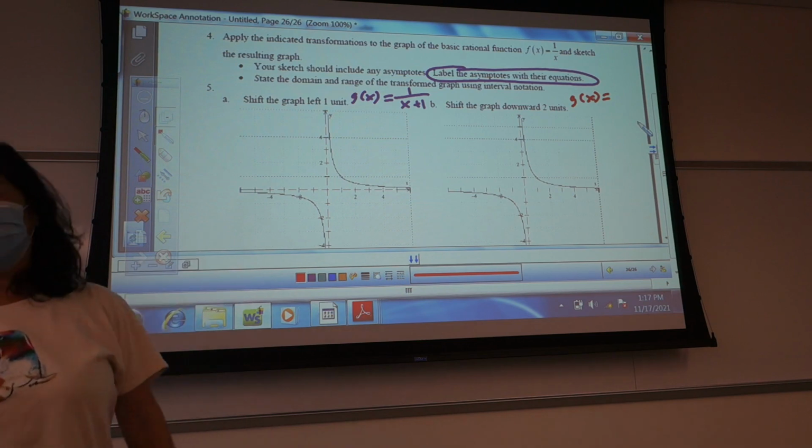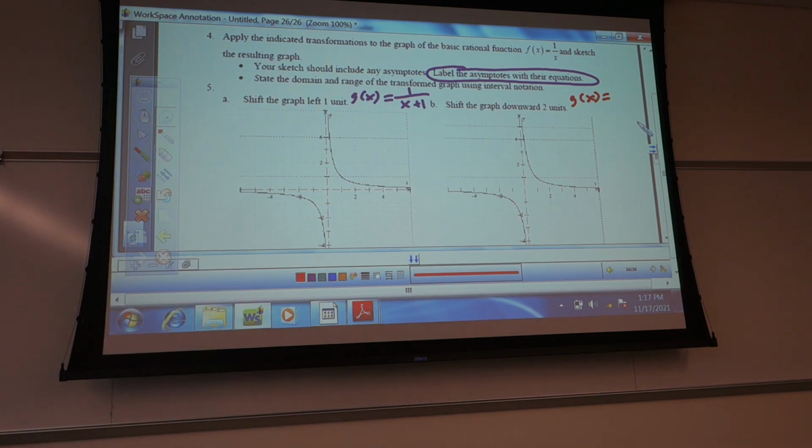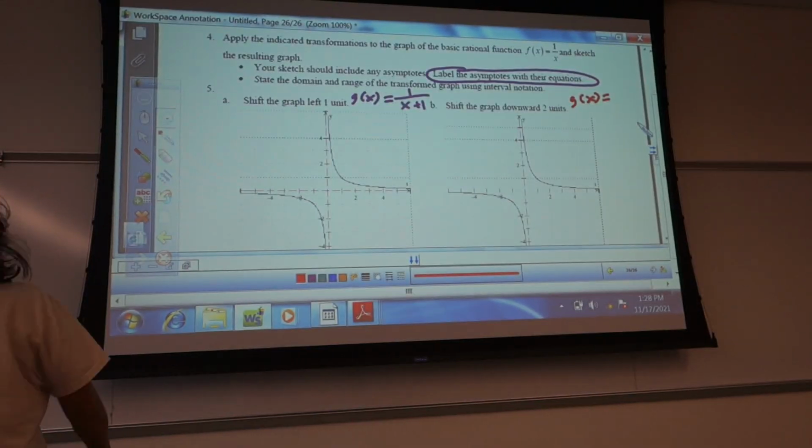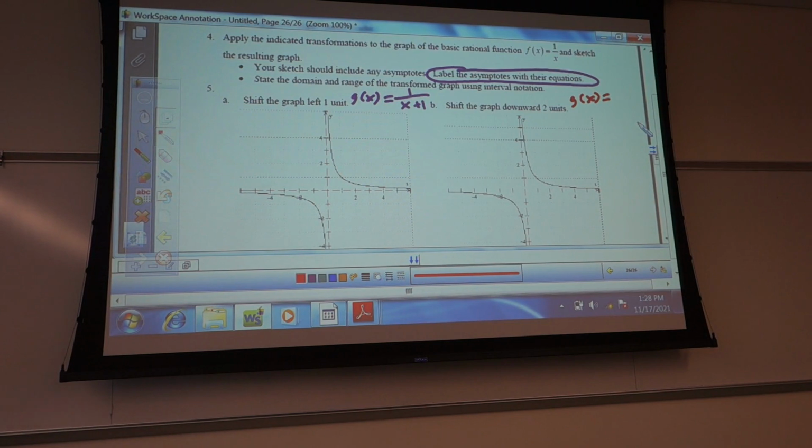And then go ahead and graph your new functions, find the asymptotes, and the domain and range. So let's take a look at what we've got. Down 2 is on the outside, so it's going to be 1 over x, and then the outside minus 2.